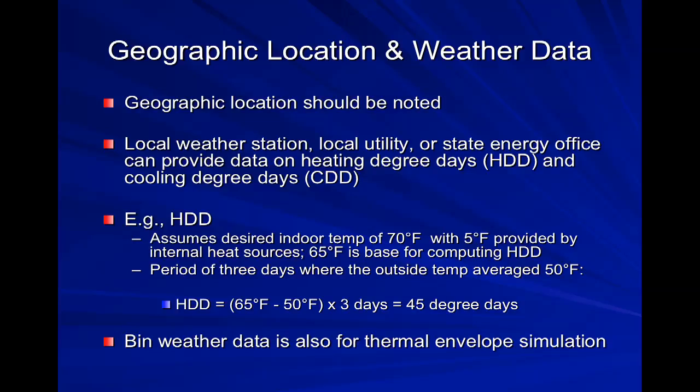Now, the weather data is actually becoming easier and easier to find. We talked about this in the last chapter, where we talked about heating degree days and cooling degree days. We said that a heating degree day assumes a desired indoor temperature of 70 degrees Fahrenheit, but there are 5 degrees provided by internal heat sources like people or other pieces of equipment or lighting and so forth. So we're going to use 65 degrees Fahrenheit as the base for computing the heating degree days.